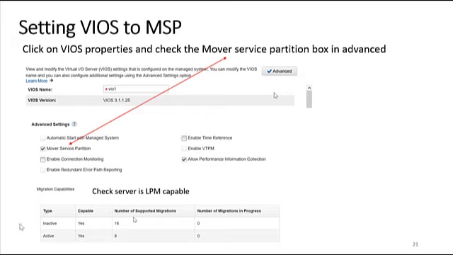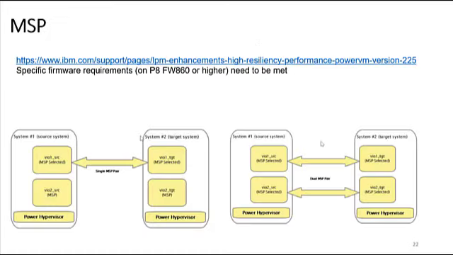Below that, you'll see the migration capabilities, and it will actually tell you what it can do. So what it's telling me is it can do up to 8 active migrations or 16 inactive migrations at a time. The MSPs have been around for a very long time, and there's actually a document out there on the IBM support pages about them, going back to version 2.2.5 actually of the VIO server.